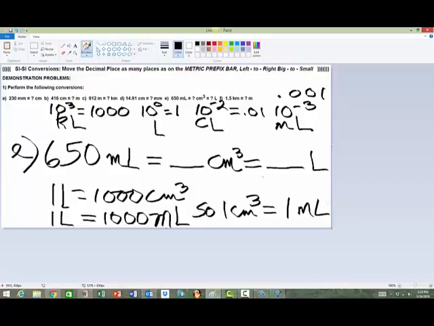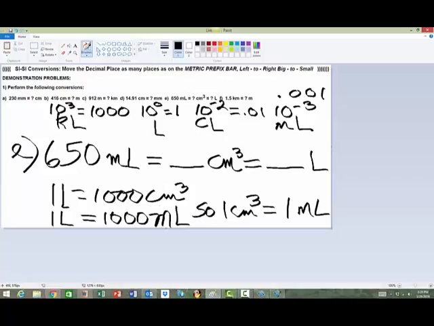Part E, 650 milliliters is how many cubic centimeters and how many liters? First of all, 1 liter is 1,000 cubic centimeters. Now, 1 liter is also 1,000 milliliters because 1 anything is 1,000 millis of that thing. Or you could say left to right, big to small, liter to milliliter, that's 3 places to the right. So put these two things together.